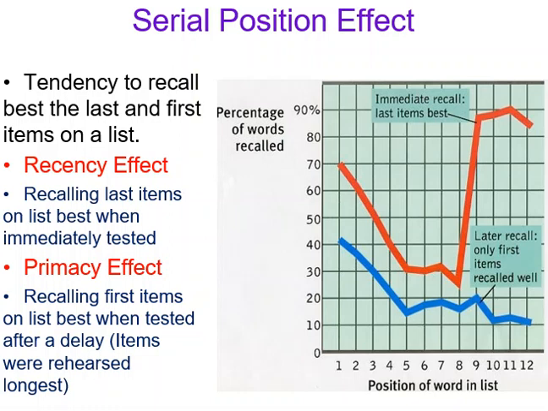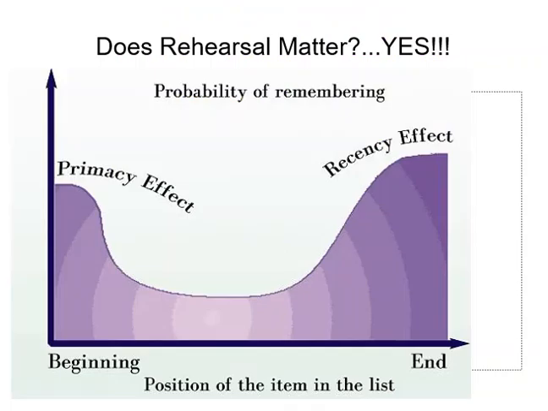So recency is we remember the things at the end of the list because they were more recently recalled. We heard them last, they're more fresh in our mind. The primacy effect is that we remember the stuff at the beginning of the list because we had more time to rehearse those items. And as a result of primacy and recency, we might forget the things in the middle. All right, so keep this in mind as you're trying to remember things in a list. The serial position effect might make it more likely that you forget the things in the middle of the list.